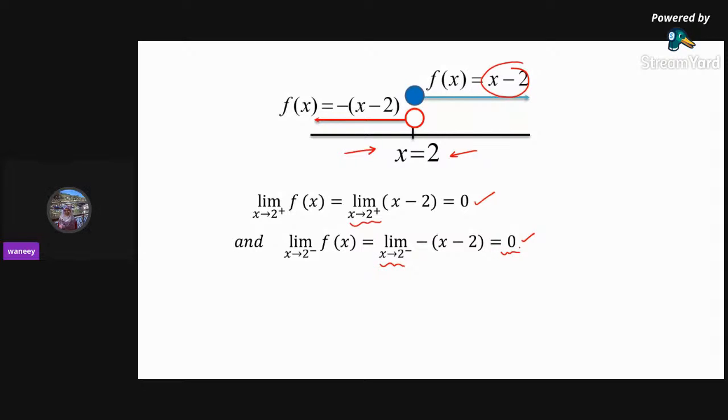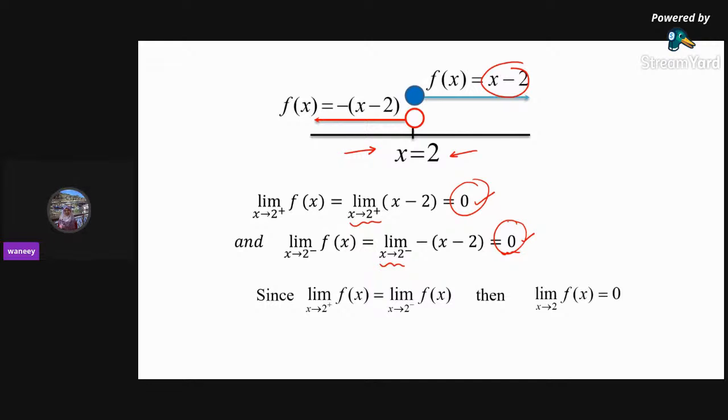So that means we do have an equal number on the left hand side and right hand side. So the limit for x approaches 2 on the right hand side is equal to the limit as x approaches 2 on the left hand side. Therefore, we can say that the limit for x approaches 2 for f(x) exists, and the value is definitely equal to 0. Because for both of them, we are going to get a 0.